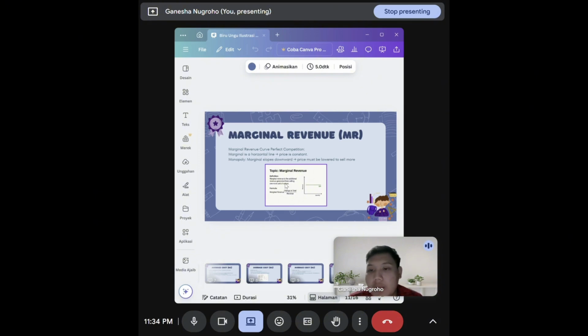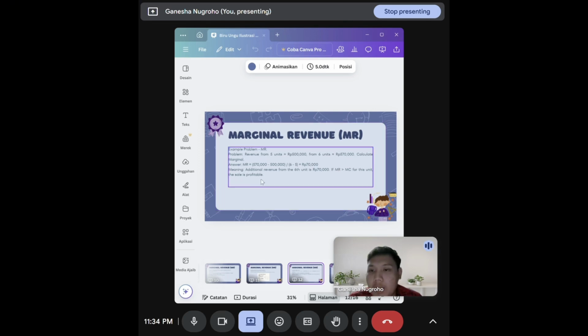Marginal revenue curve example: in perfect competition, marginal revenue is a horizontal line because price is constant. In monopoly, marginal revenue slopes downward because price must be lowered to sell more.